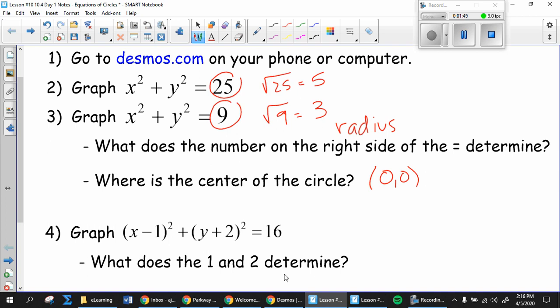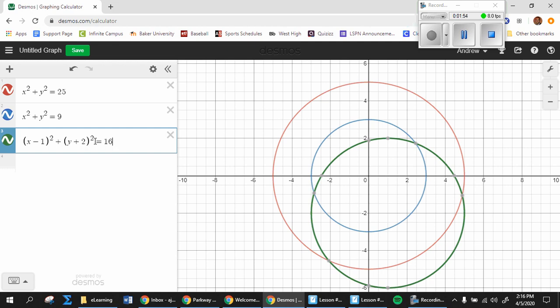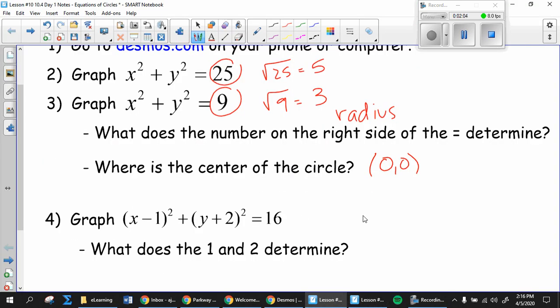The second part of this, when we graph this green one, we notice here the center is no longer at 0, 0. And so these numbers inside, we should notice, first of all, the radius on this is going to be 4 because the square root of 16 is 4, and then that 1, 2 tells us where the center is. And this is what we're going to talk about today because it gives us a center of 1, negative 2.